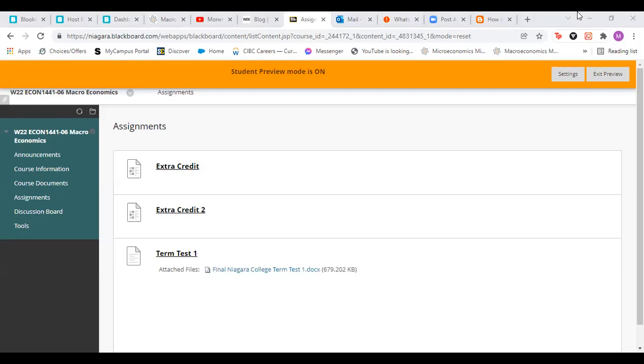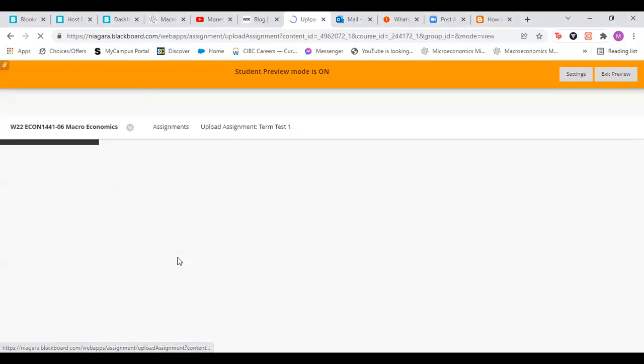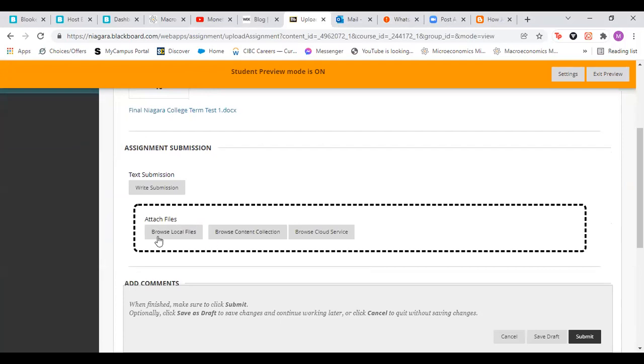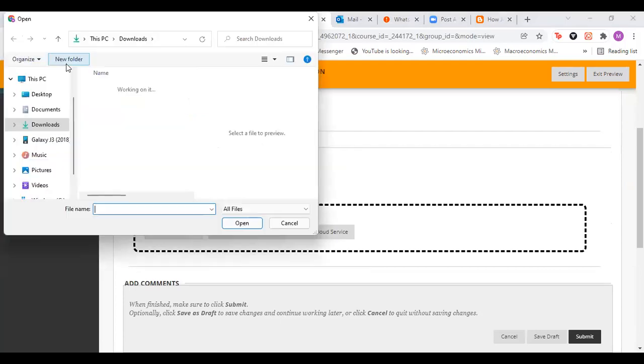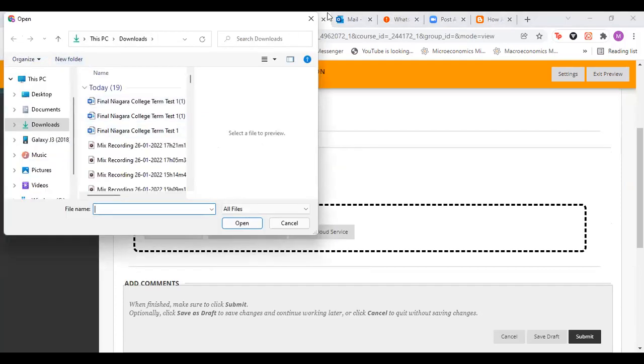You can do it below. You can do it highlighted. It's up to you. Just make it known. Just like bold it, underline it, that kind of thing. Just make it visible. Then go to Term Test 1, click on this, and submit it by doing browse local files and clicking on the document that you filled out.